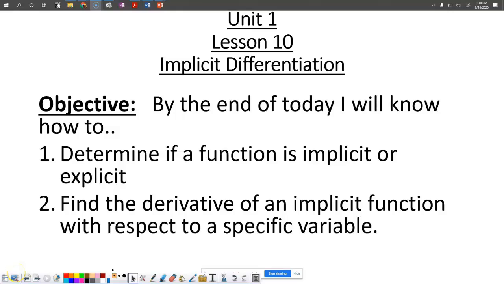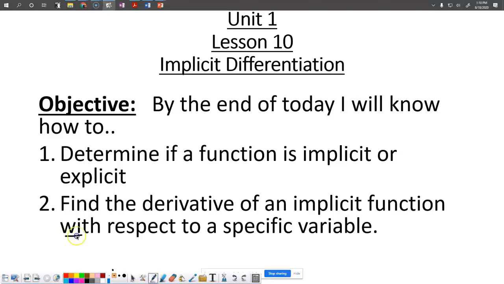Alright guys, so today we're going to learn how to find the derivative of something known as an implicit function. So that's the goal for today. By the end of today you should be able to tell me what a function is, if it's implicit or explicit.